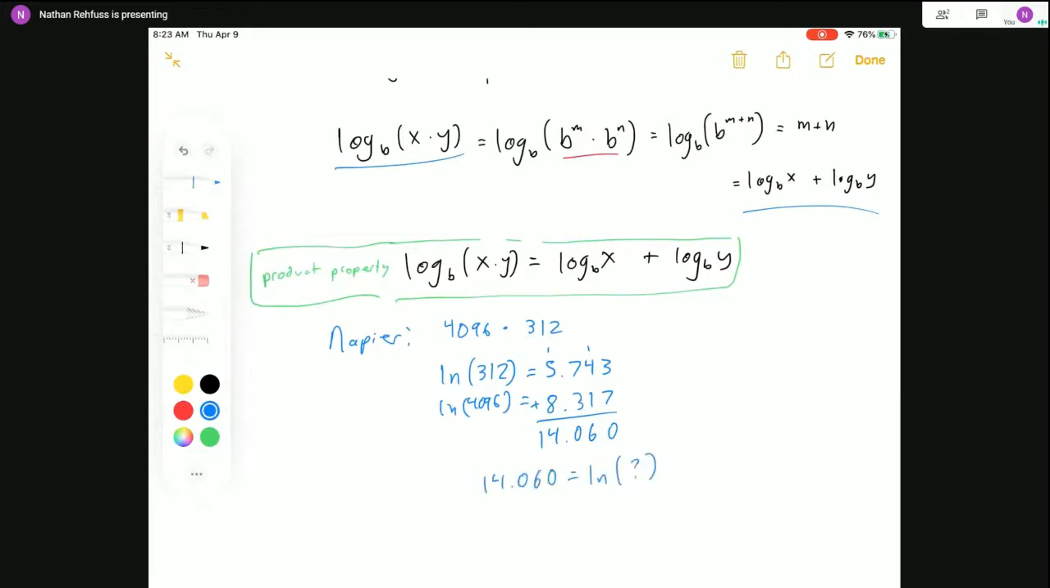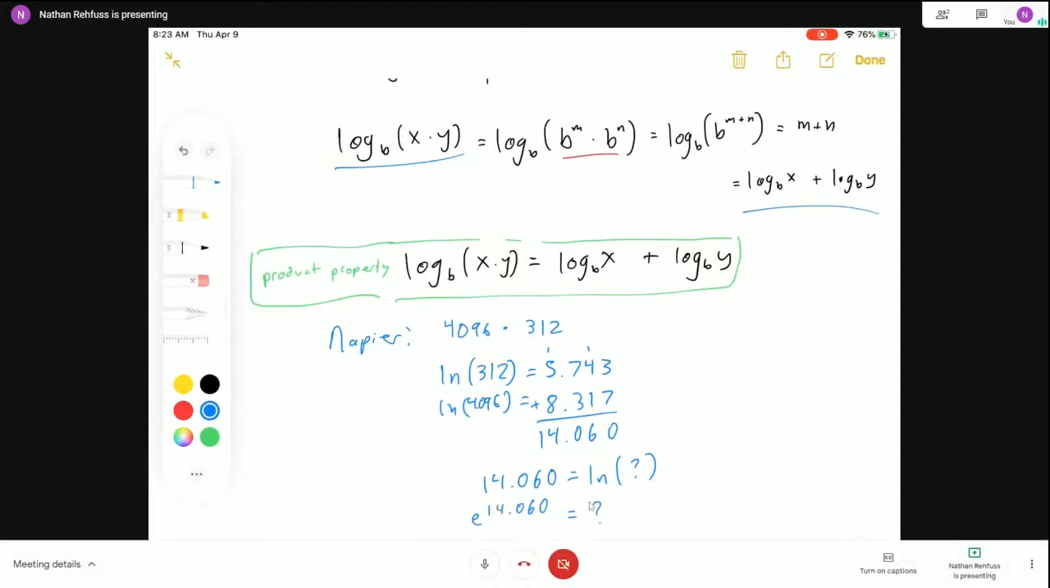And so he'd scroll down in his book, and it's going to probably take him a little while to find that number. He's going to have to turn a lot of pages, but it's still faster than multiplying big numbers by hand if you have a lot of them, because eventually you're going to get used to the book in a major way. Actually, what I did to look this up was I took e to the power of both sides, because this would say e to the 14.060 is just whatever that number was.